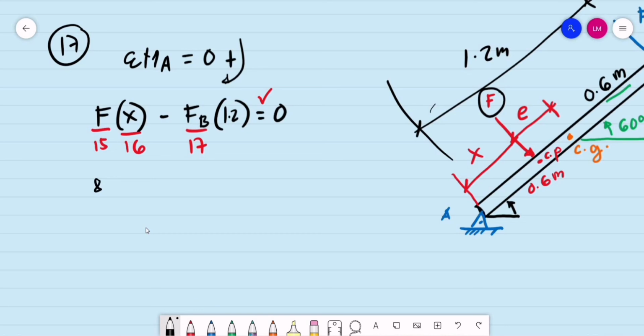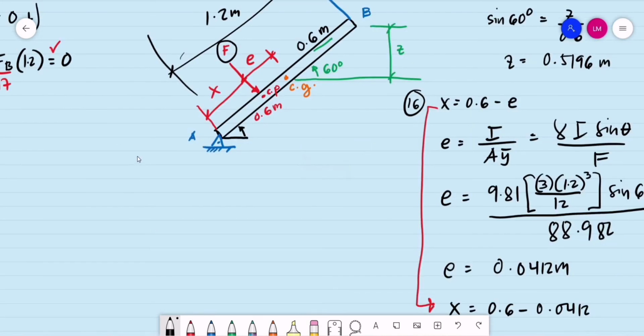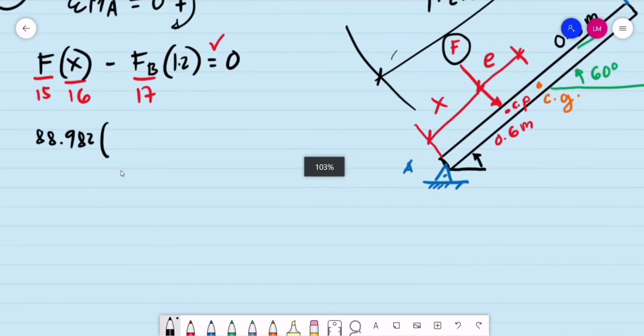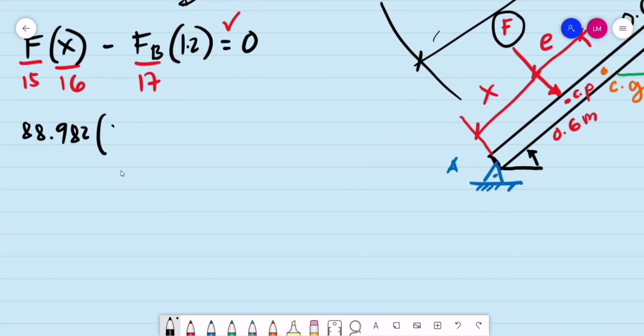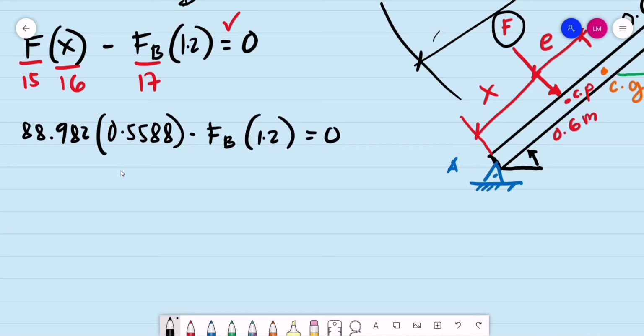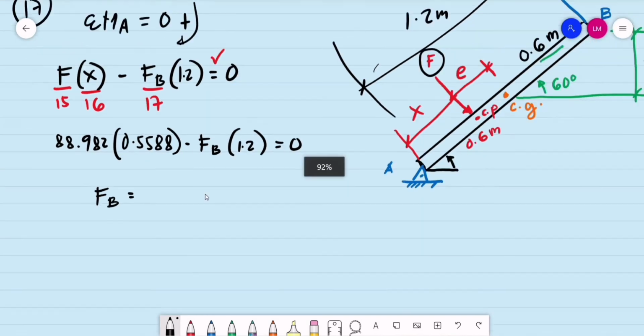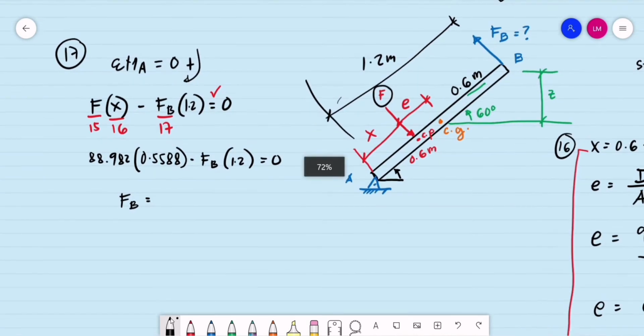So we have that as 88.982 kilonewtons. Ano yung value ng X? Yun yung required sa number 16 kanina. Yung 0.5588. Then minus, the required is the F sub B, multiplied by 1.2 meters, equal to 0. So, ito yung applied force dito sa taas, minimum force para mabuksan yung gate.